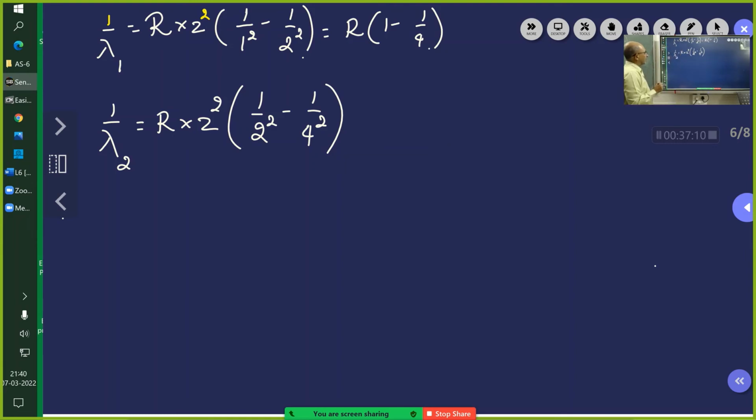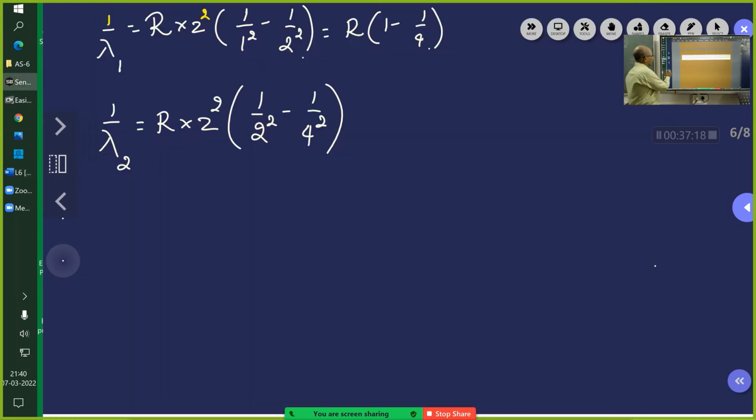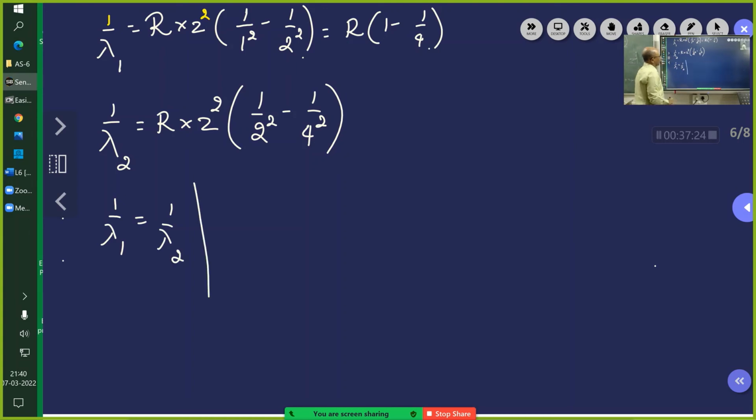We can relate these two. They have told us these two are identical. So I can write here 1 by lambda 1 is equal to 1 by lambda 2. And therefore, if I write this is equal to this, then R will cancel, and we get Z is equal to 2. So this will imply that you get the value of Z is 2.